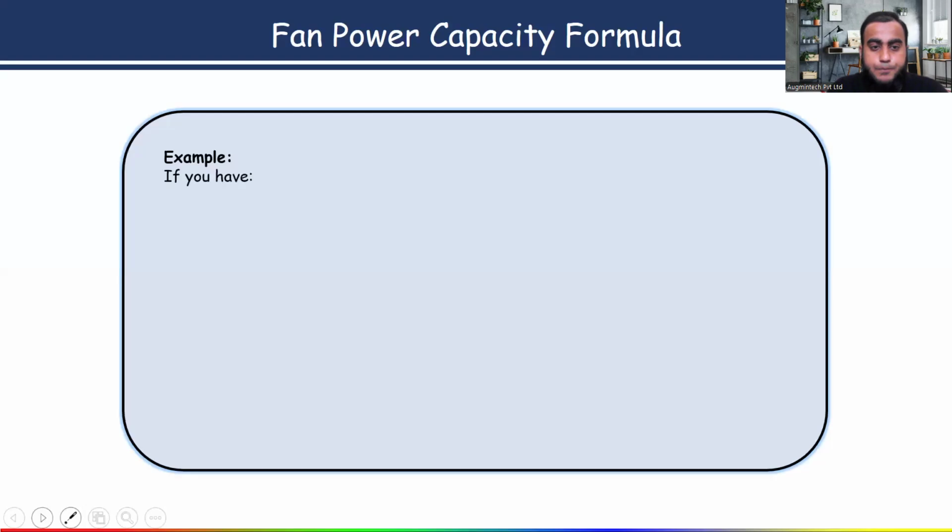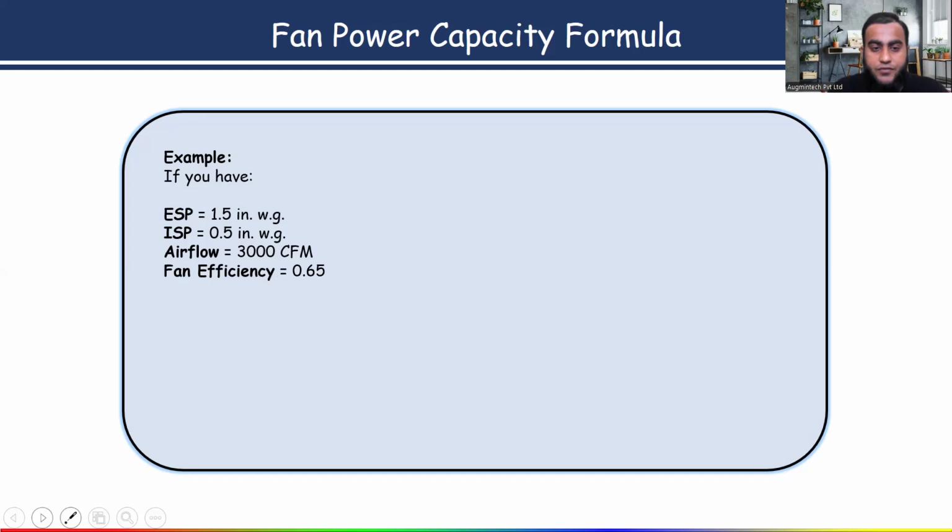Suppose you have done the calculation from the layout and calculated the external static pressure value in inches of water gauge, say 1.5. The internal static pressure you get from the manufacturer is 0.5 inch of water gauge. To calculate the total static pressure, we add internal plus external. The airflow value, suppose you got from the heat load calculation, is 3000 CFM.